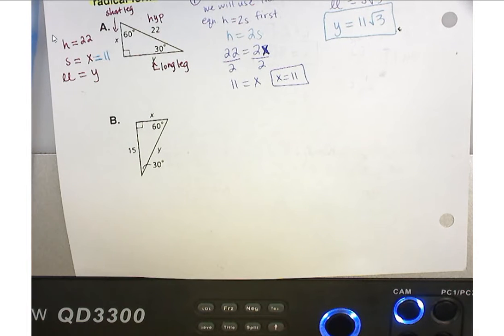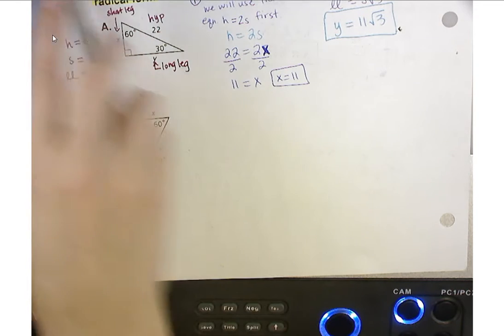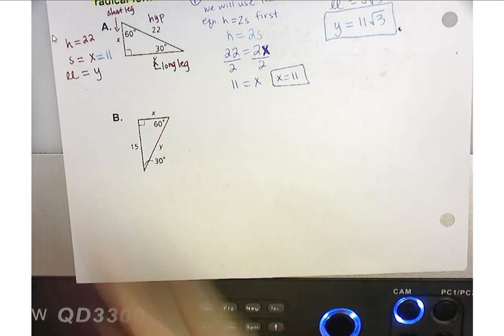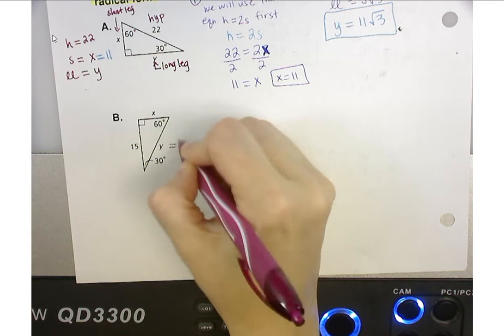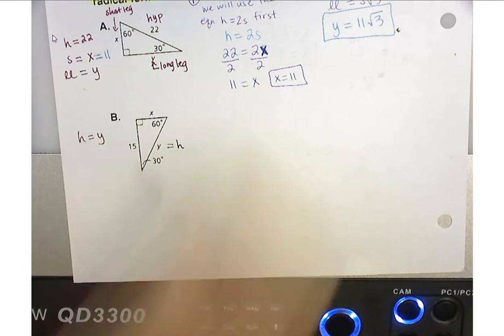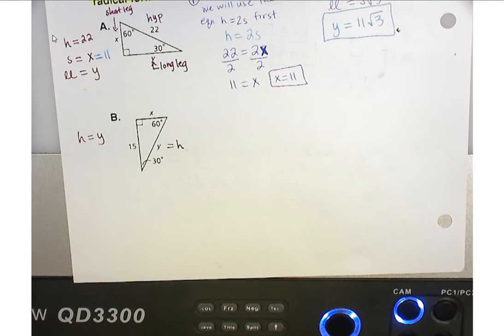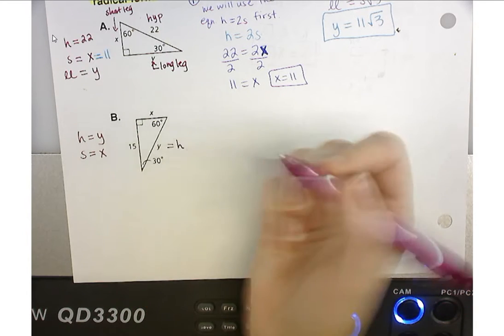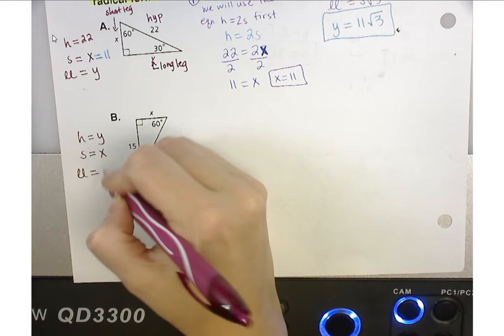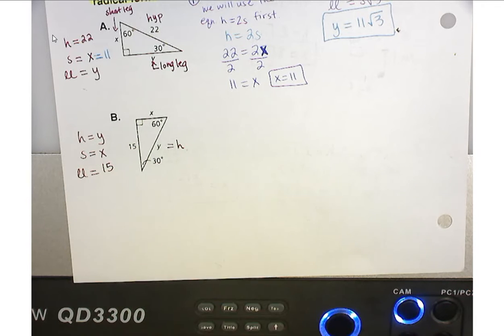For B, we're going to start it the same way. Okay, so Andrew, what did I do first? You figured out which one was the hypotenuse. Good, okay, and which one is the hypotenuse here? Y. Perfect. Okay, so your h value is going to be y. After that, you're just going to find your other values. So, Dion, what's going to be my short leg here? X. Good. So I'm going to label my short leg as x, which means my long leg has to be 15.